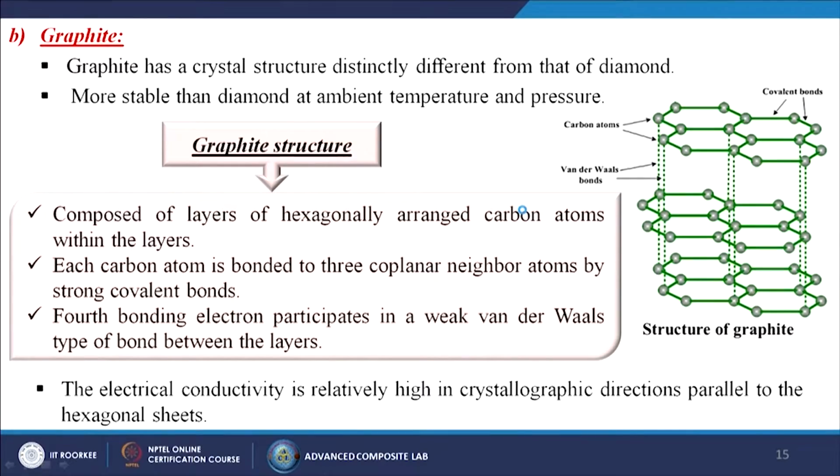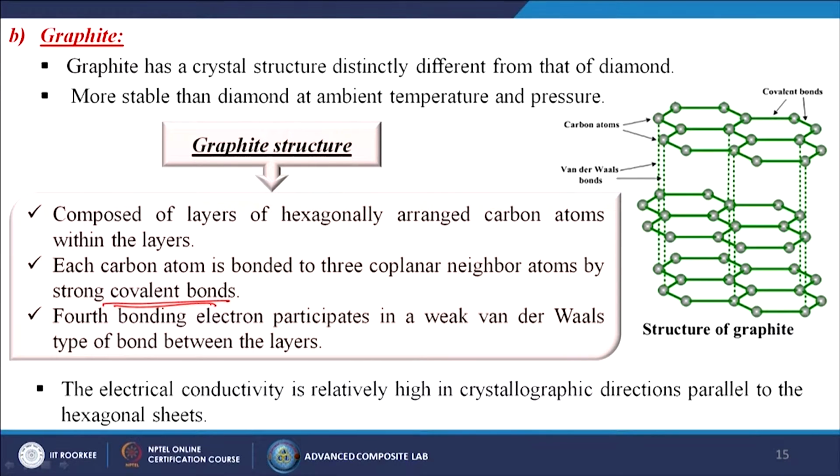So, what is graphite? Graphite has a crystal structure distinctly different from that of diamond, and is more stable than diamond at ambient temperature and pressure. What is the graphite structure? It is composed of layers of hexagonally arranged carbon atoms within the layers. Each carbon atom is bonded to 3 coplanar neighbor atoms by strong covalent bonds. The fourth bonding electron participates in a weak van der Waals type of bond between the layers.